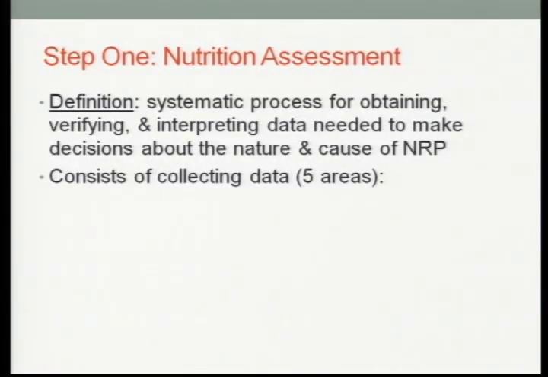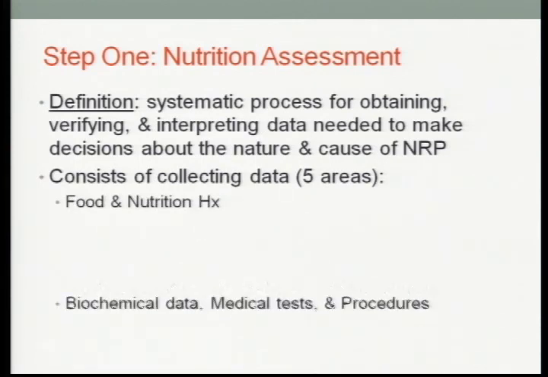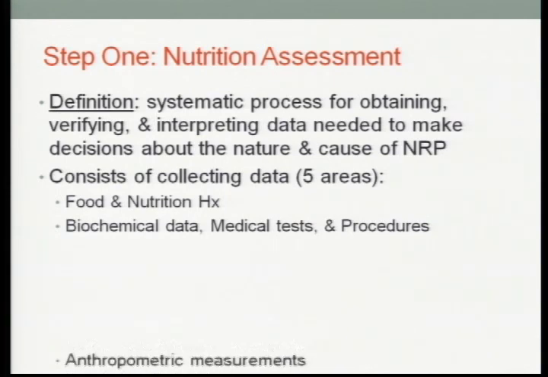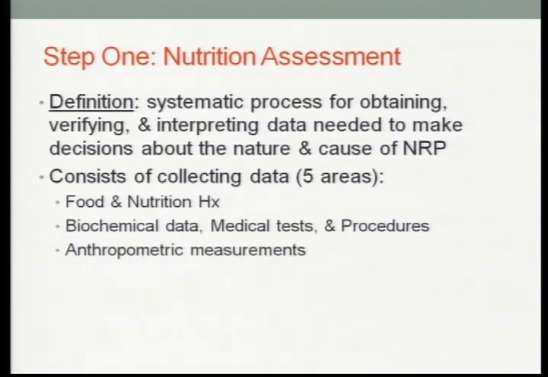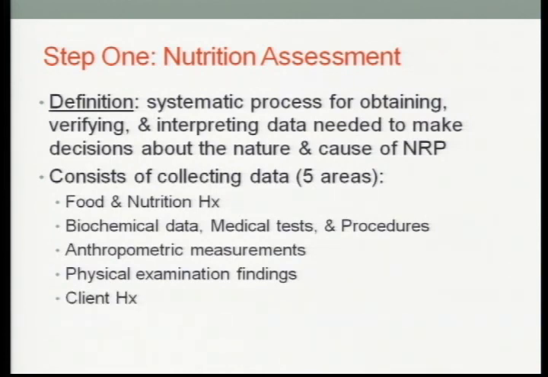So step one, once we've entered into the nutrition care process, we've determined the person is at risk nutritionally, they enter the nutrition care process. The assessment is the systematic process for obtaining, verifying, and interpreting data needed to make decisions about the cause and nature of your nutrition-related problem. This really consists of 5 categories, and I would suspect all of you already do this. You know these, you do these, you may just not think of them in a formal way. There's the food nutrition history, the biochemical data, medical tests and procedure results, anthropometric measures of any kind, waist circumference, etc., physical exam findings, and client history.